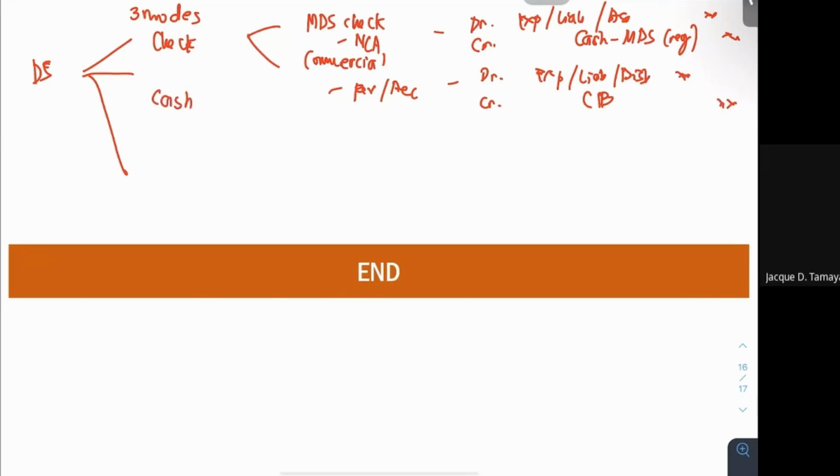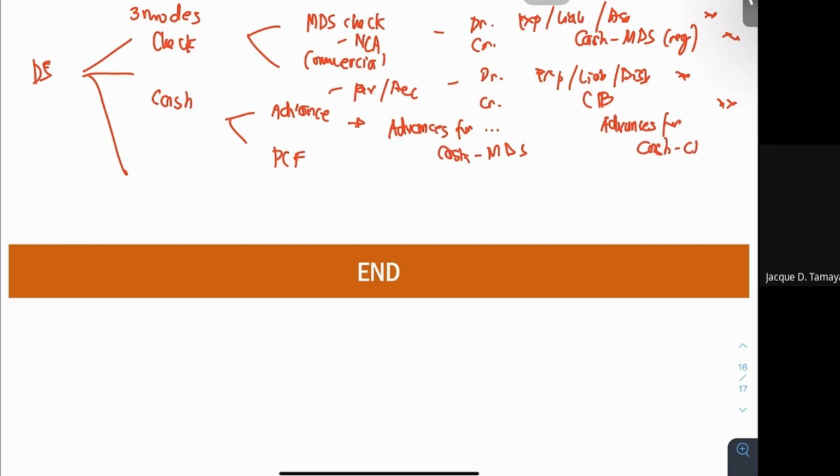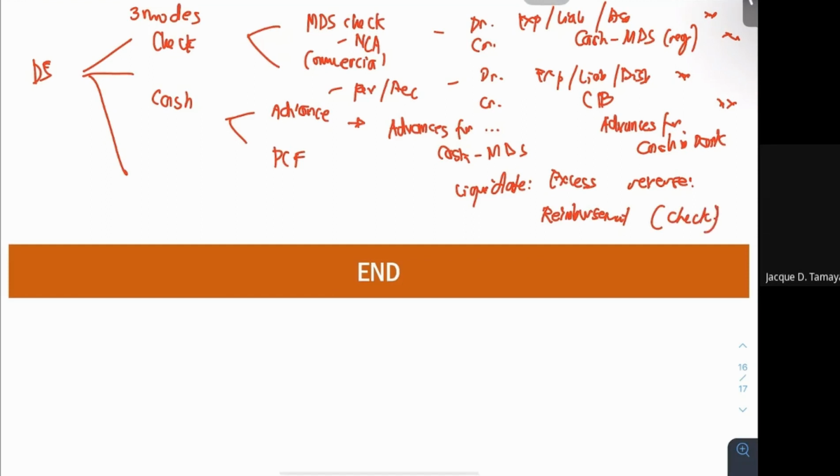Another mode is through cash. When we talk about your cash, it is either as an advance or a petty cash fund. If that is an advance, the disbursement is either through MDS check, so we debit advances for, and then credit cash MDS. And if it is through commercial, then we debit advances for, and then we credit cash in bank. And then we try to liquidate the advance. If there is an excess, you need to reverse. And if there is a reimbursement, account for it as a disbursement of check.